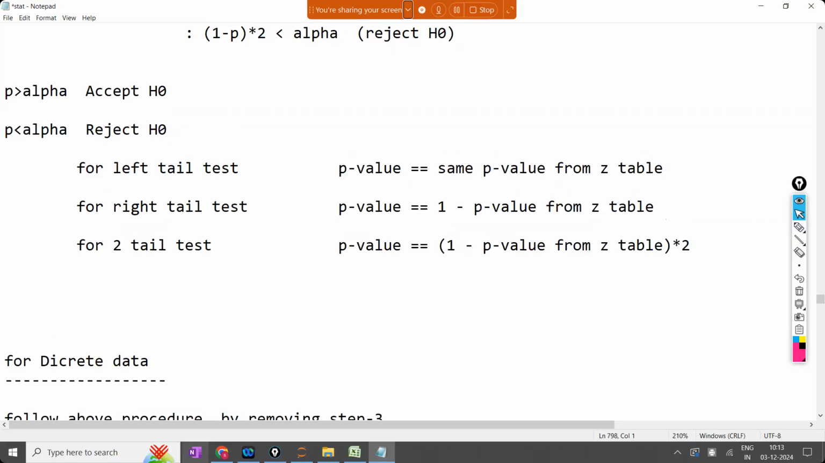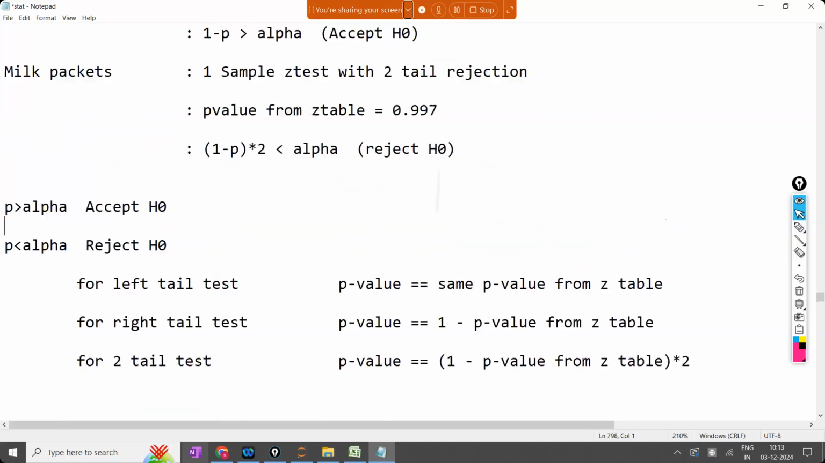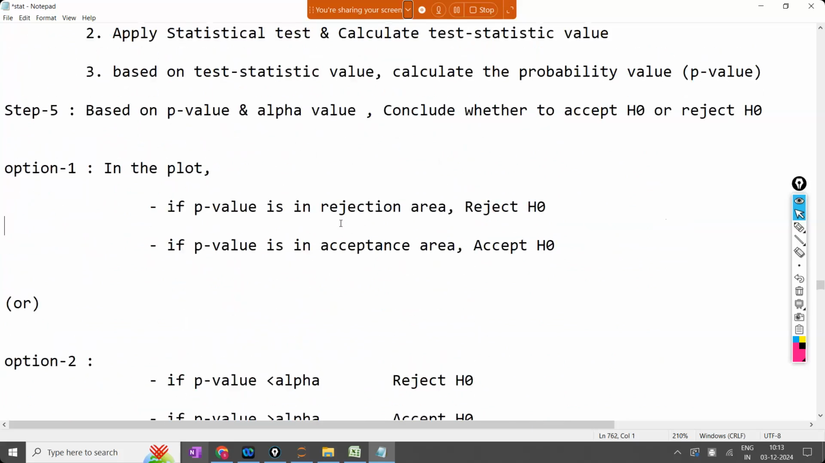Online students and offline students, everyone. Or simply you can go with the first option also. The first option and second option both will give the same answer. Only the approach is different; the answer is the same. If you require, try one more time the Kinley water bottle, pizza example, milk packet, fabric data, and the bolt diameter. All 5 examples, try one more time with both options, using the plot and using the p-values. Observe and tell me tomorrow.